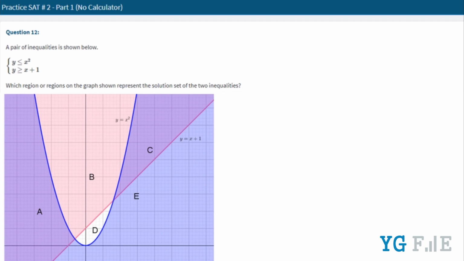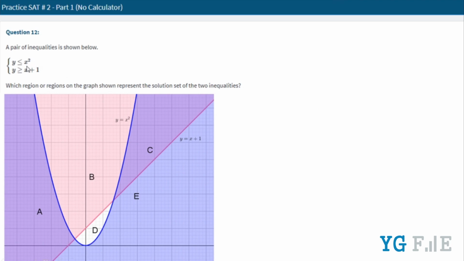The first inequality is y less than or equal to x squared. It means that the boundary of this inequality will be this blue parabola. And the second inequality is y greater than or equal to x plus 1. It means that the boundary will be this straight line. To find the region that satisfies each inequality, we can use the test point method.